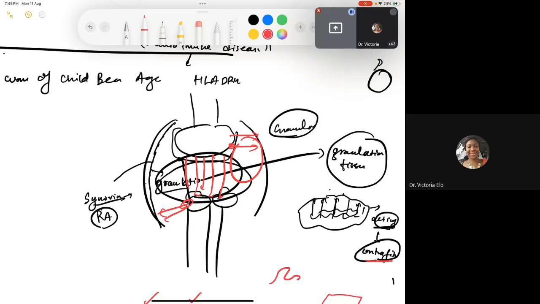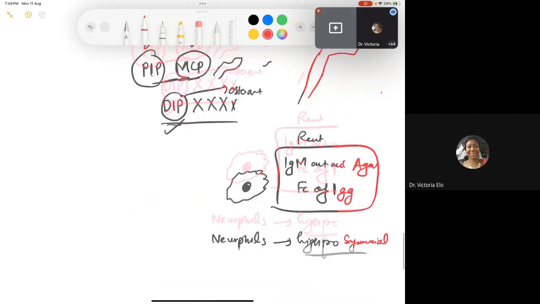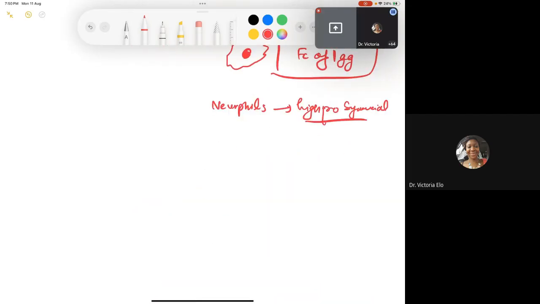Do we have involvement of DIP? No, DIP is not involved in rheumatoid. You have PIP and then MCP. Perfect. With the joint involved, with activity, would the pain improve or worsen? It improves with activity, whereas in osteoarthritis it is worse.